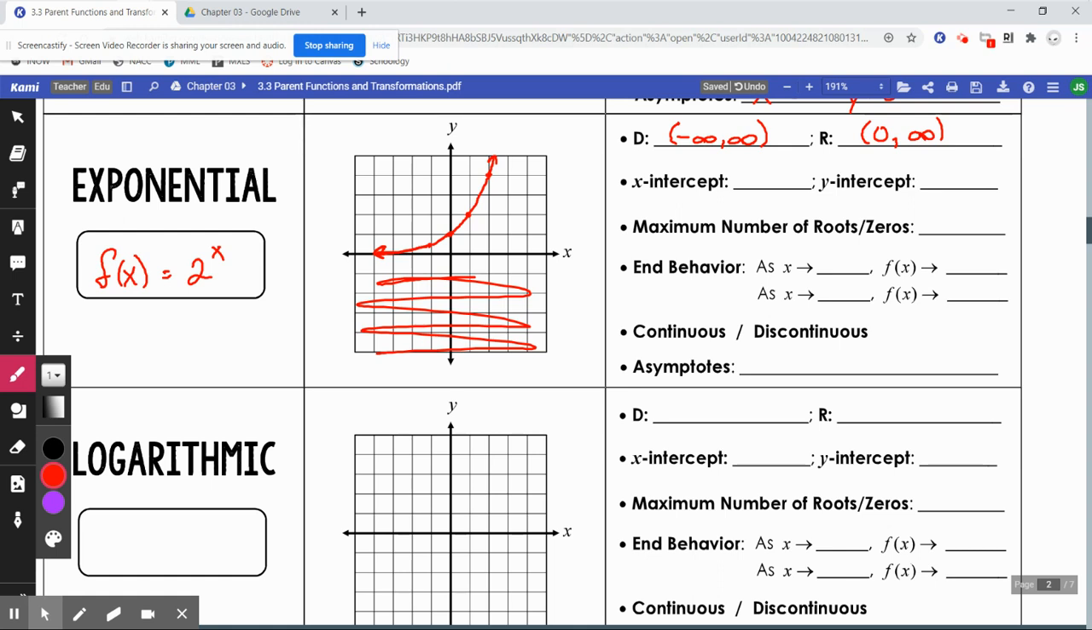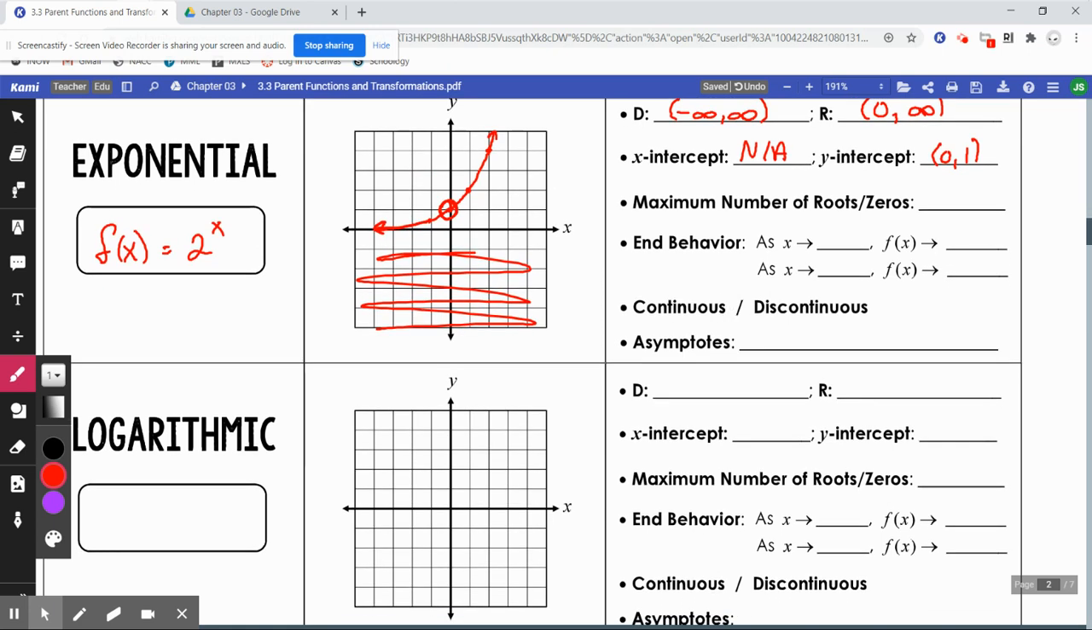We just said that it never crosses the x-axis, so therefore it will not have an x-intercept. You can put either not applicable or no solution. Excuse me, that's your x-intercept, not applicable. And then your y-intercept, it does have a y-intercept right here of (0, 1). Maximum number of roots or zeros: if you shifted this around up or down, it could have a root if it got moved down a little bit. And then finally, your end behavior as you go to the right and to the left.